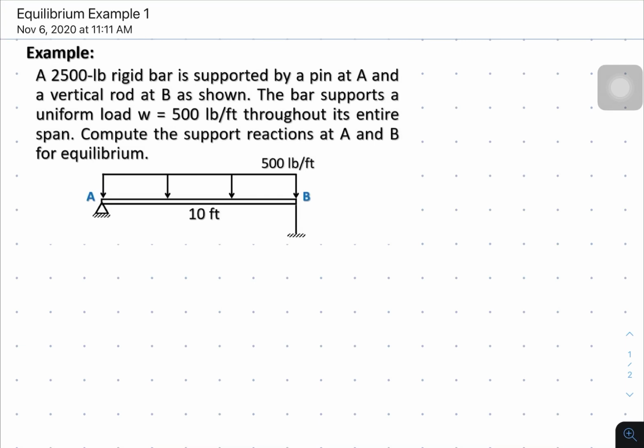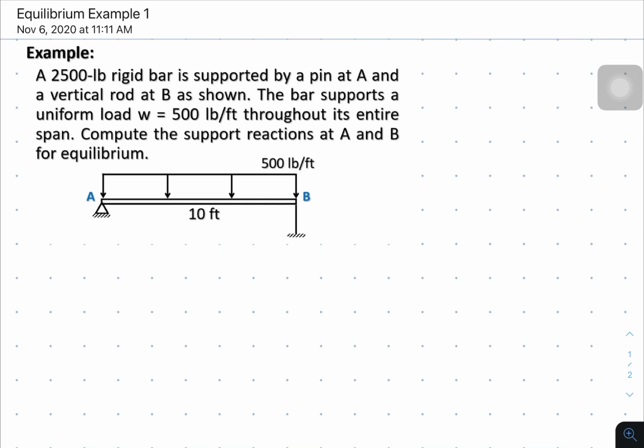So let's have example number 1 for equilibrium. Okay, we have here a 2,500 pound rigid bar supported by a pin at A and a vertical rod at B as shown. The bar supports a uniform load W, equal to 500 pounds per foot throughout its entire span. Compute the support reactions at A and B for equilibrium.